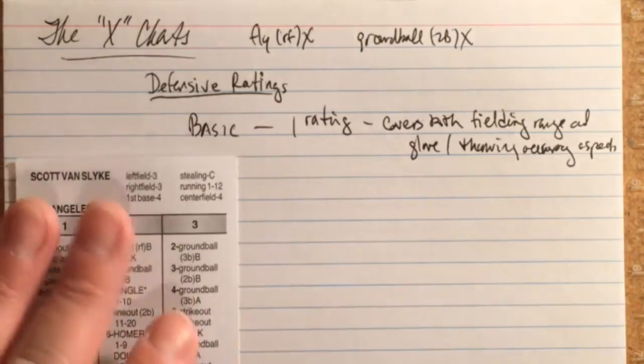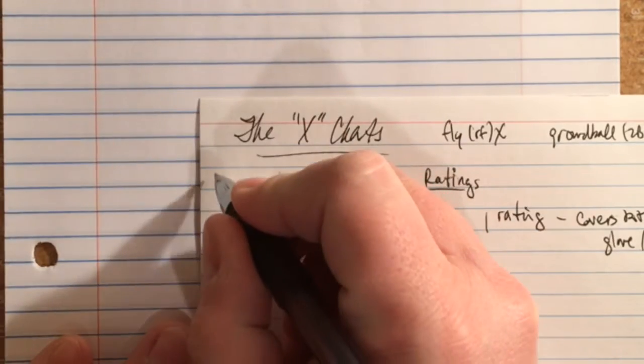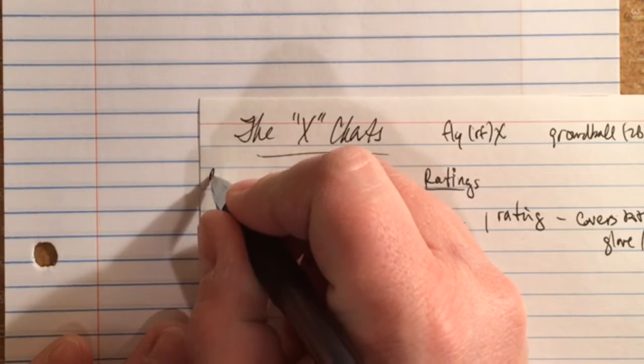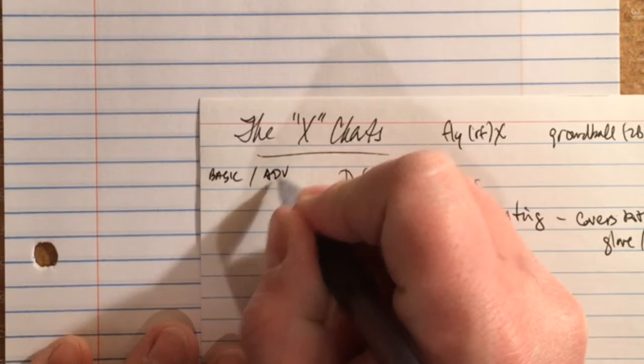Let's put it over here on the left side since we have space. Generally speaking, for range, we'll say basic, and then we'll go advanced.